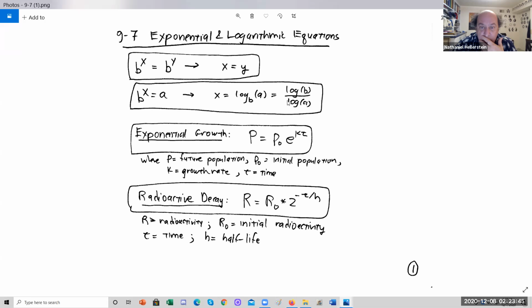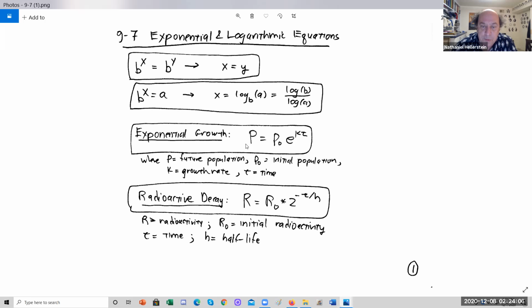Oh no, this is a mistake. This should be log of a over log b. My mistake. I'm going to change that in the canvas.